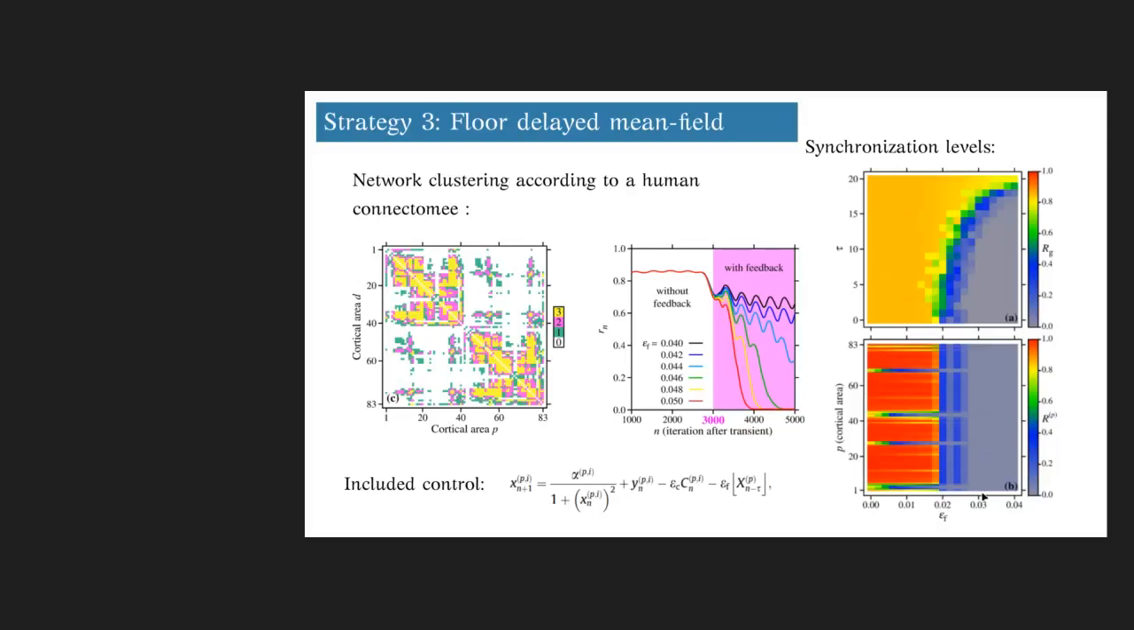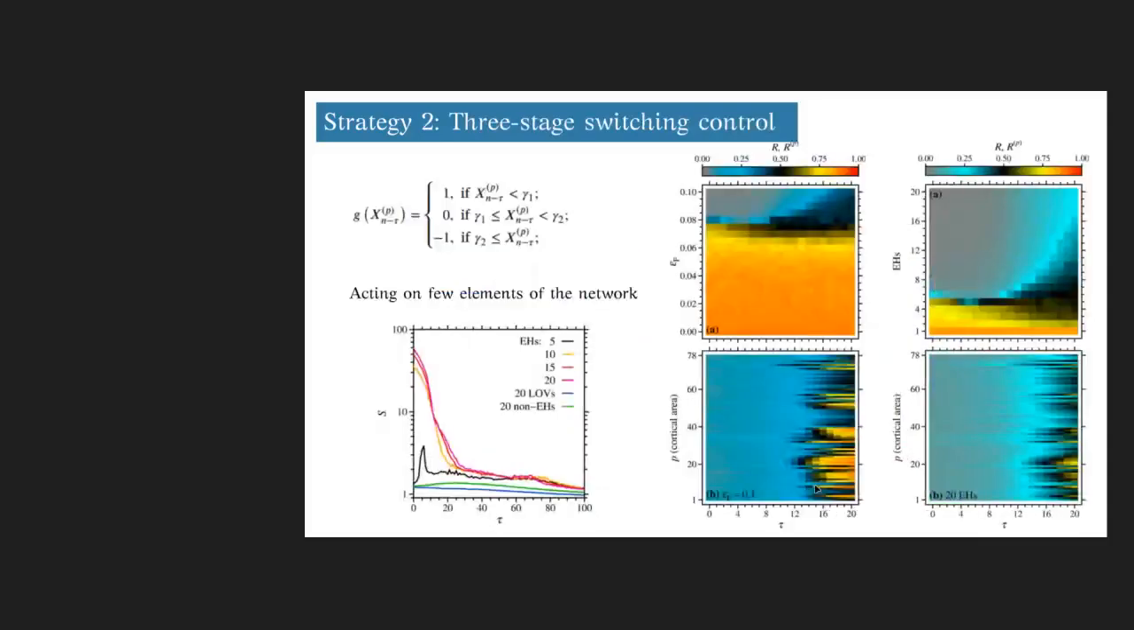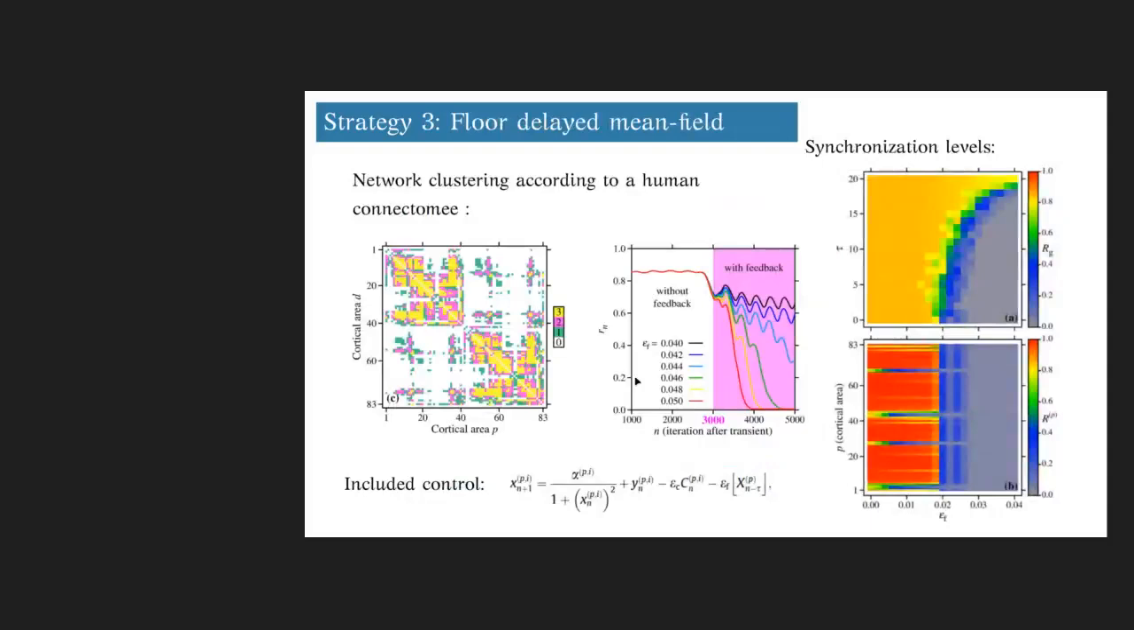But when epsilon feedback is greater than 0.02, the synchronization falls abruptly, and it is sufficient to control the synchronization in this network with this strategy. So we have an advantage with the three-stage switch control, which acts on few elements of the network, and on the other hand, the advantage of the floor delayed mean field is the low strength of the action in each subnetwork.